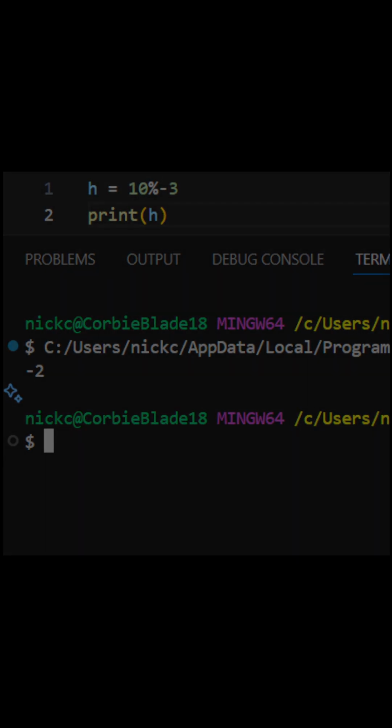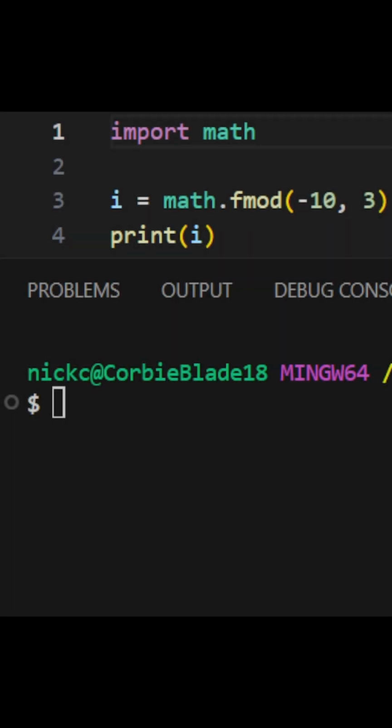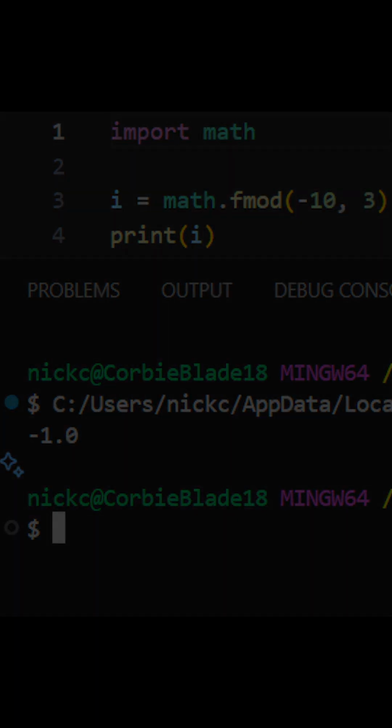These examples illustrate the rule that the result of the modulo operator always produces the value with the same sign as the divisor. If you want to perform the modulo operation while ensuring the result has the same sign as the dividend, then the math.fmod function can be used instead of the modulo. In the math.fmod function, the first argument is the dividend and the second argument is the divisor, and the result is a float. If we compute the minus 10 modulo 3 again, but with the math.fmod function instead, we get a value of minus 1.0 as the result.